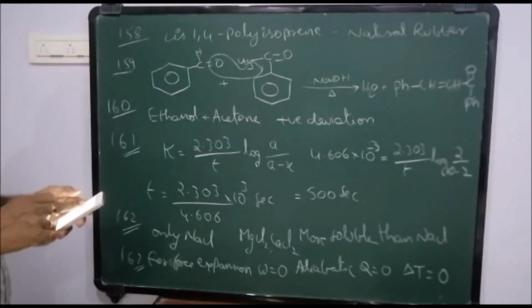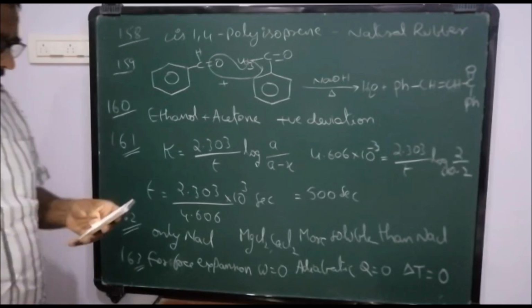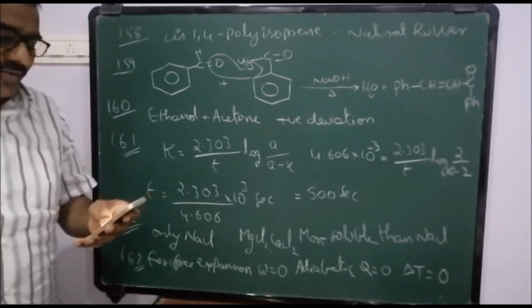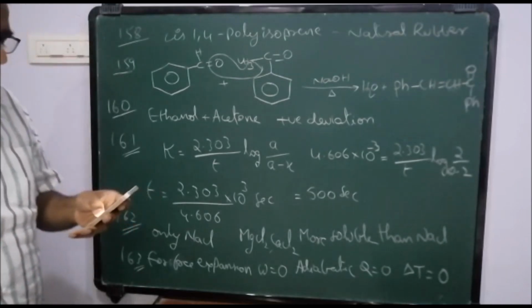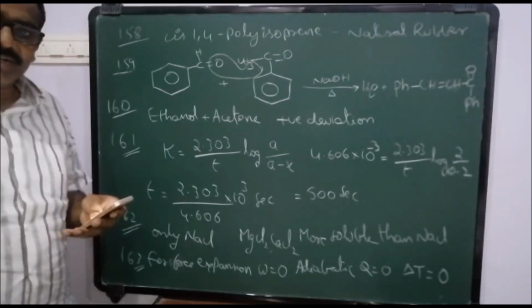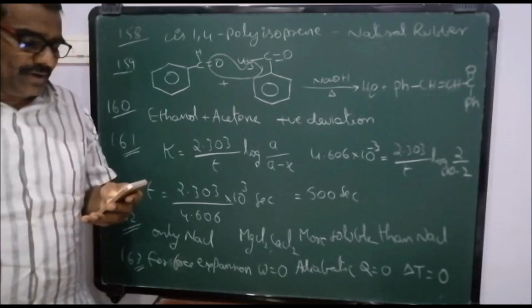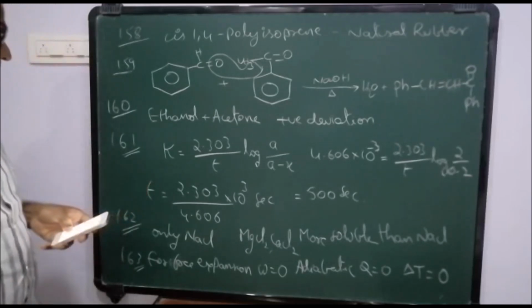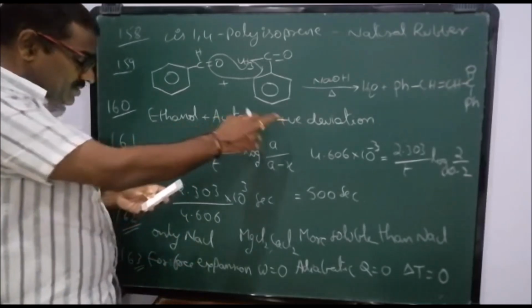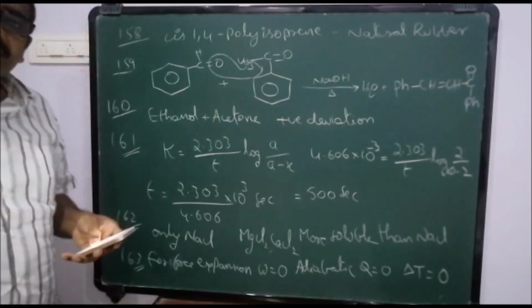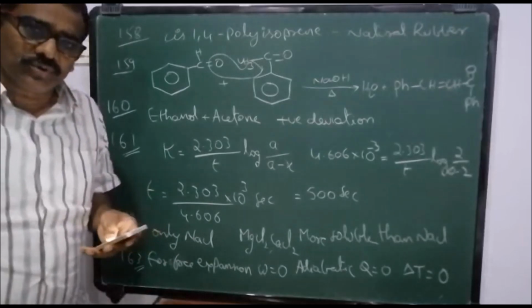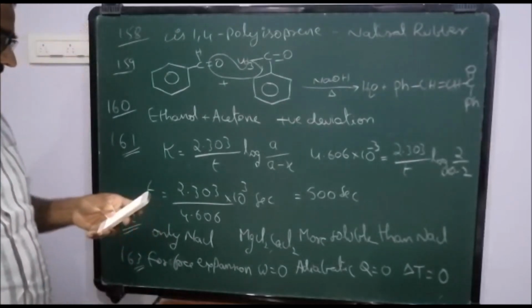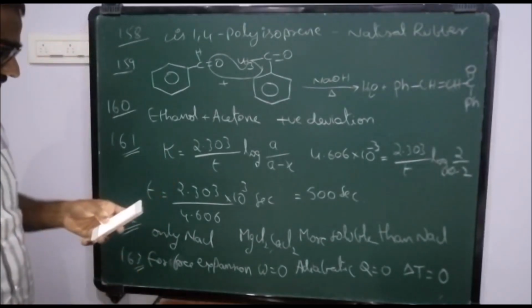And question number 160. The mixture which shows positive deviation from Raoult's law. Here in the given examples, chloroethane and bromoethane show no deviation, that obeys Raoult's law. The mixture of ethanol and acetone shows positive deviation. Benzene and toluene, no deviation. And acetone and chloroform shows negative deviation. So the correct answer is the mixture of ethanol and acetone.